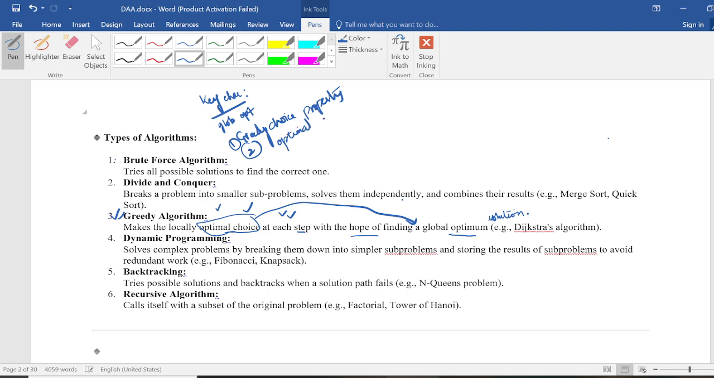Optimal substructure. So what is optimal substructure? Optimal substructure is that the solution to a problem contains the solutions to its sub-problems. So by opting for this algorithm, what are we finding out? That the solution to a problem also contains solutions to its sub-problems.